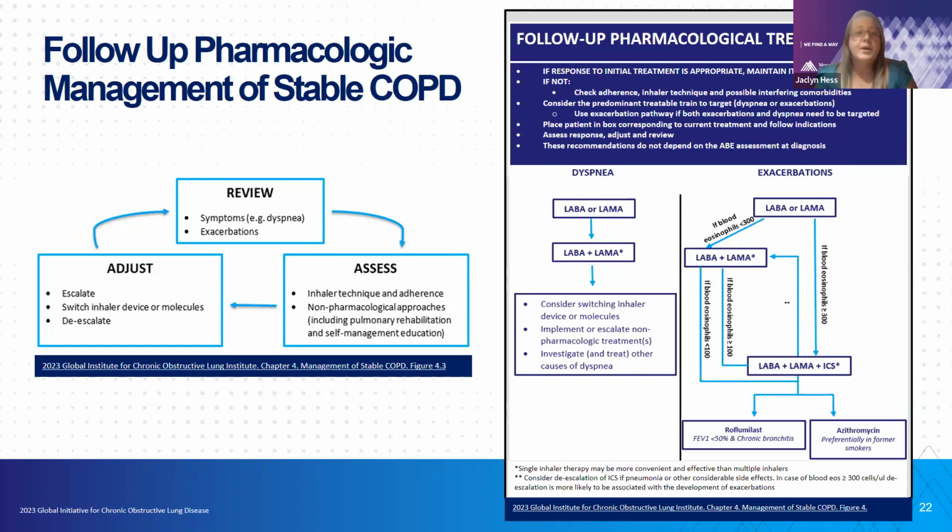But we do want to keep in mind that those patients with an eosinophil count of at least 300 do have the greatest likelihood of experiencing more exacerbations after we stop the ICS. So they'd have to be followed very closely for a relapse of their exacerbations.